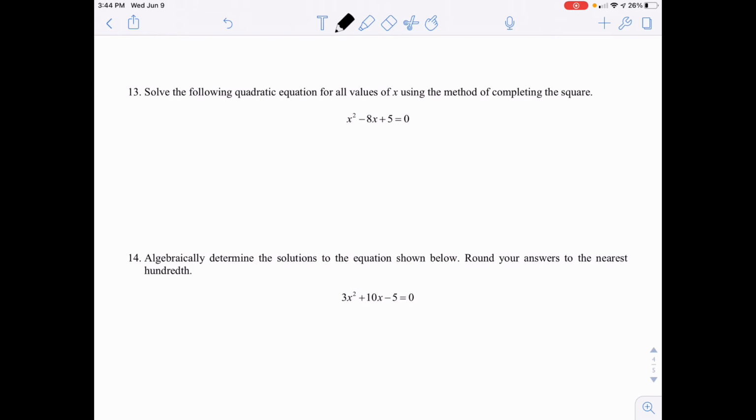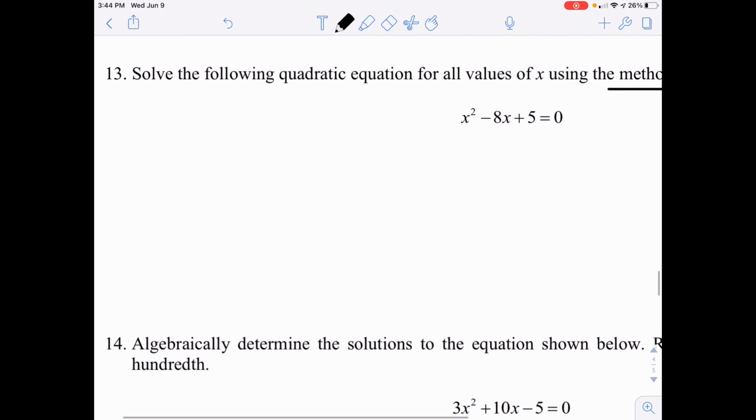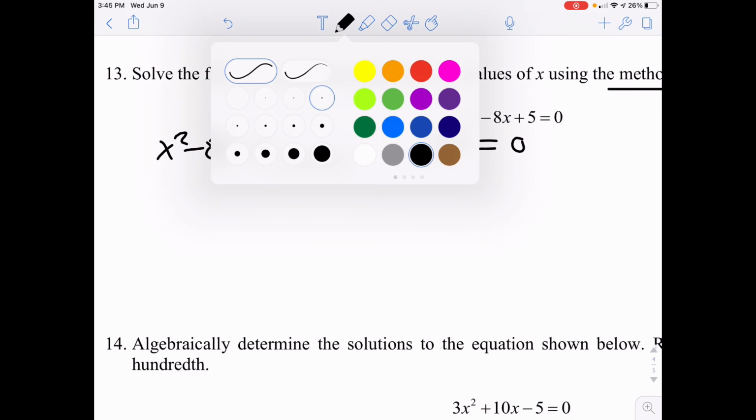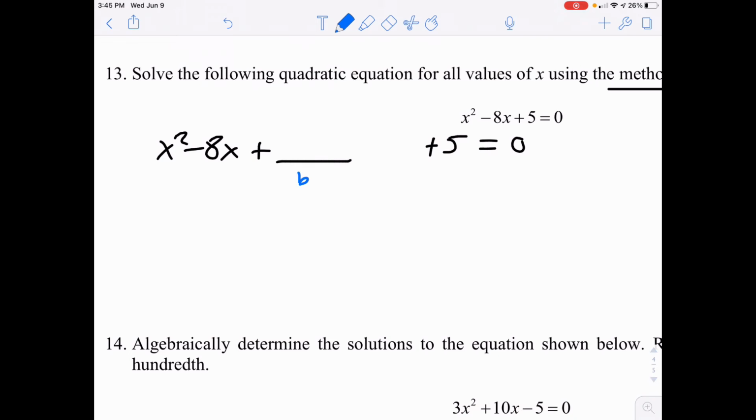Number 13, we want to solve this quadratic using the method of completing the square. Let's do this. x squared minus 8x plus, leave some space, plus 5 equals 0. Underneath that space, we are putting b over 2 squared. b is negative 8, and half of negative 8 is negative 4. Square that, we get 16. So we're adding 16, but we're also simultaneously subtracting 16, so that we're really adding 0, right?